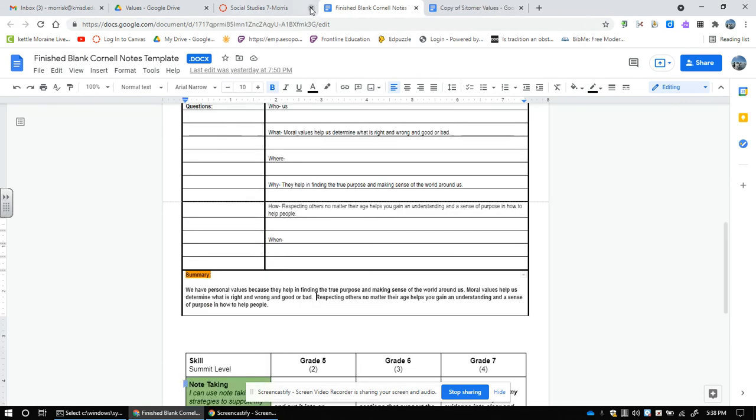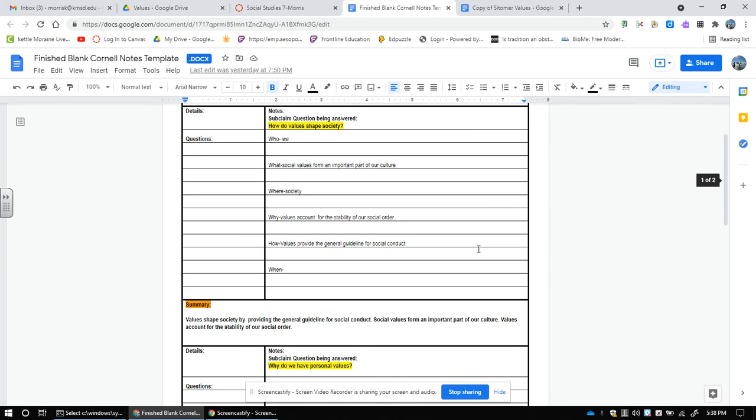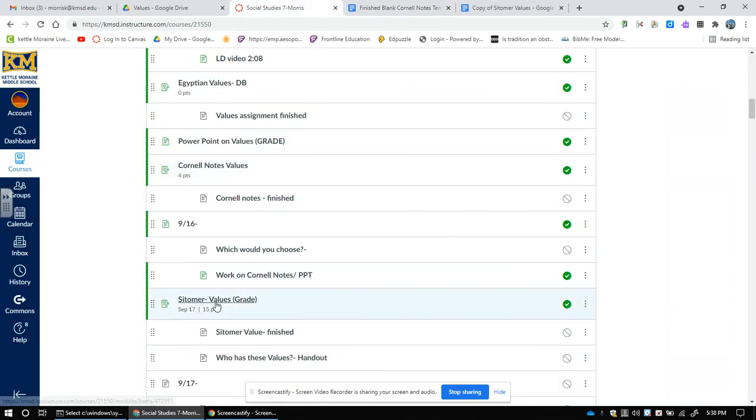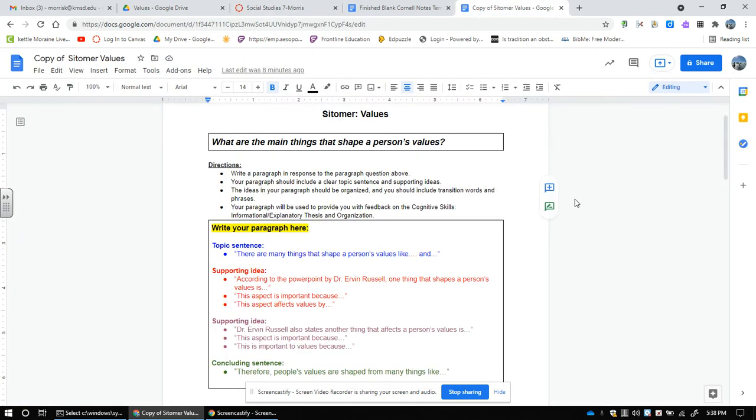Now that I have my notes done, I now need to do my Sitomer. So I'm going to go back over here and down here and click on Sitomer Values Grade. When I open this, this comes up. This is the part that is the research answer that you're going to turn in. Remember that overarching question? What are the main things that shape a person's values? Well, now we're going to answer it using our two summaries. So let's read what this is.